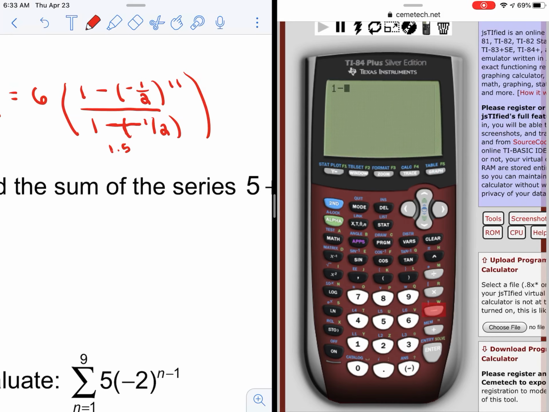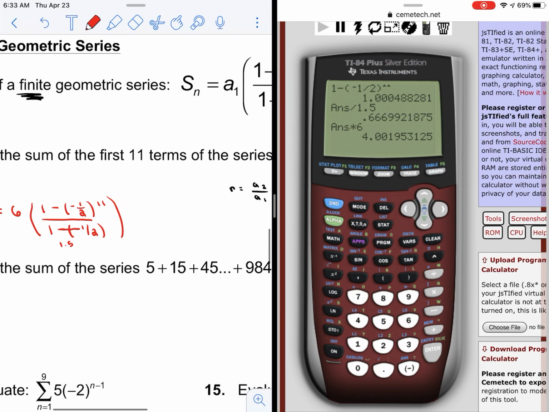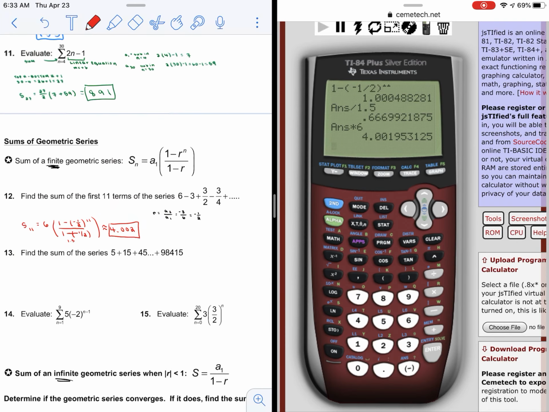So you're going to type in 1 minus parentheses, negative 1 divided by 2, and then we're going to raise that to the 11th power. Hit enter. Whatever answer you get, divide it by 1.5, and then always as your last step, multiply by the 6, and we're getting approximately 4.002 as the sum of the first 11 terms.